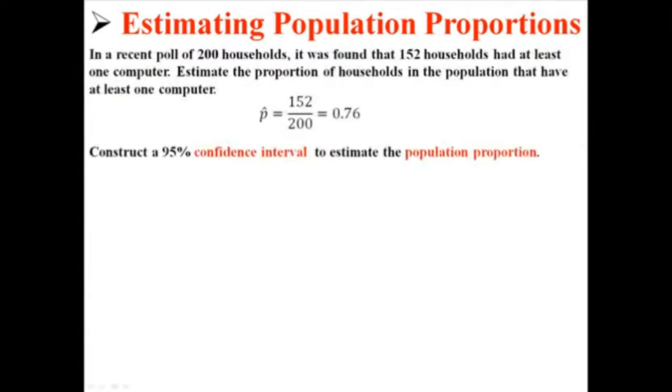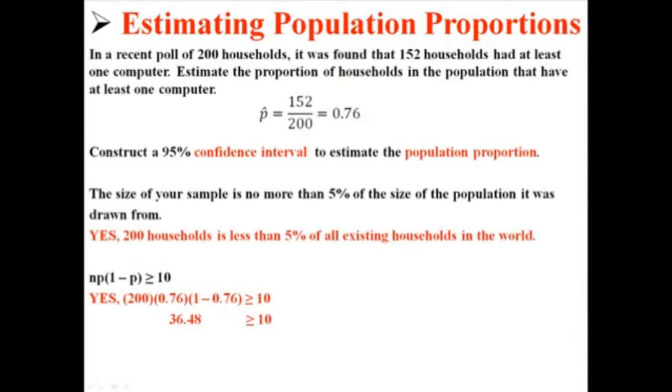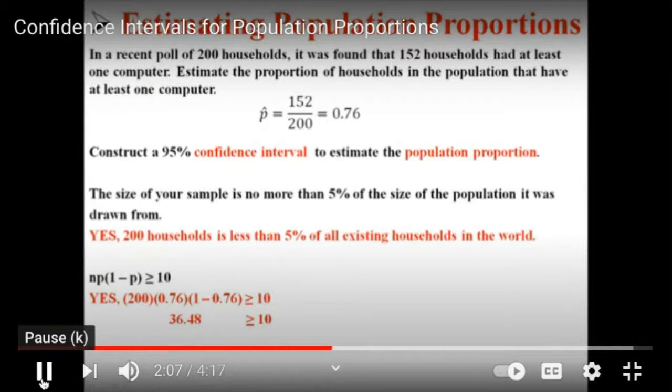So first of all, back to this example, I want you to construct a 95% confidence interval to estimate the population proportion. Now, first of all, we have to check if it meets these two requirements. So the first one, yes, 200 households is definitely less than 5% of all the households in the world. And second of all, our equation, we find that 36.48 is greater than 10.